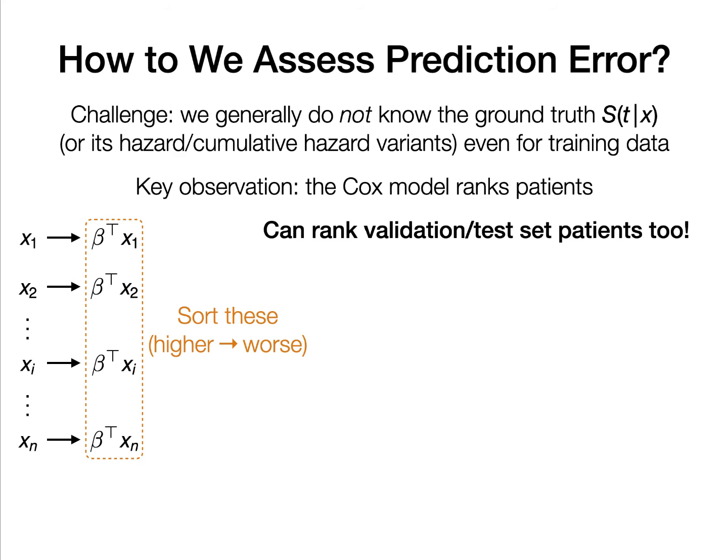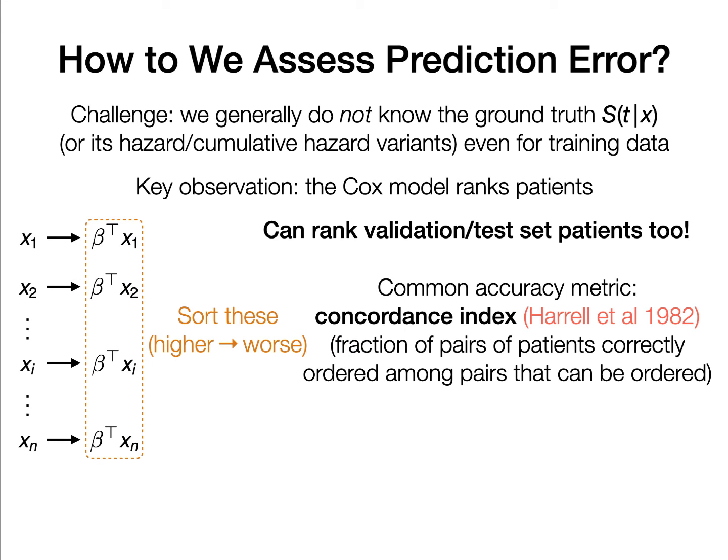So basically we can use the same idea on validation or test set patients or data points, right? Validation or test set data points also have feature vectors, and we can use beta transpose of the feature vector to rank validation or test set data points. In particular, a standard way that researchers assess prediction error is something called concordance index.